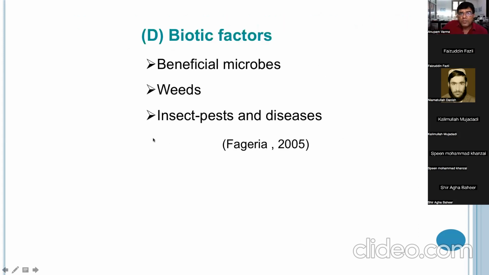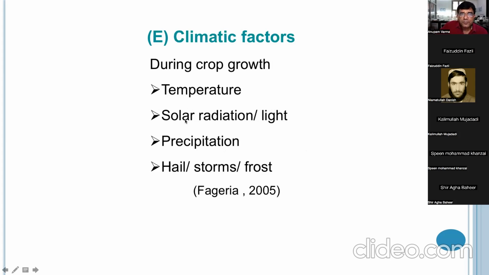So now we go to the biotic factors that can affect the nutrient use efficiency. And we have beneficial microbes. They will increase the efficiency, like PGPR. PGPR, what is PGPR? You remember? PGPR, plant growth promoting rhizobacteria. And those are beneficial microbes, and weeds, insect pests and diseases reduce the nutrient use efficiency. So they should be controlled.